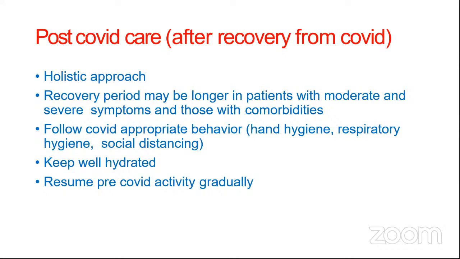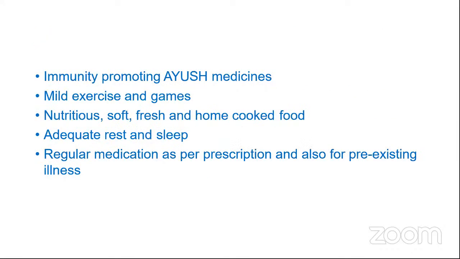Then the caregiver should also be advised that the child should be well hydrated, right? So the hydration status of the child has to be maintained. And the child can also resume his pre-COVID activities gradually. So initially he can be indoors and then gradually do whatever pre-COVID activities he was doing. Immunity promoting AYUSH medicines, we are not supposed to prescribe as a routine, but you can definitely recommend some of the home remedies like ginger, etc. Then mild exercises and games can be advised to promote the mental health status of the child.